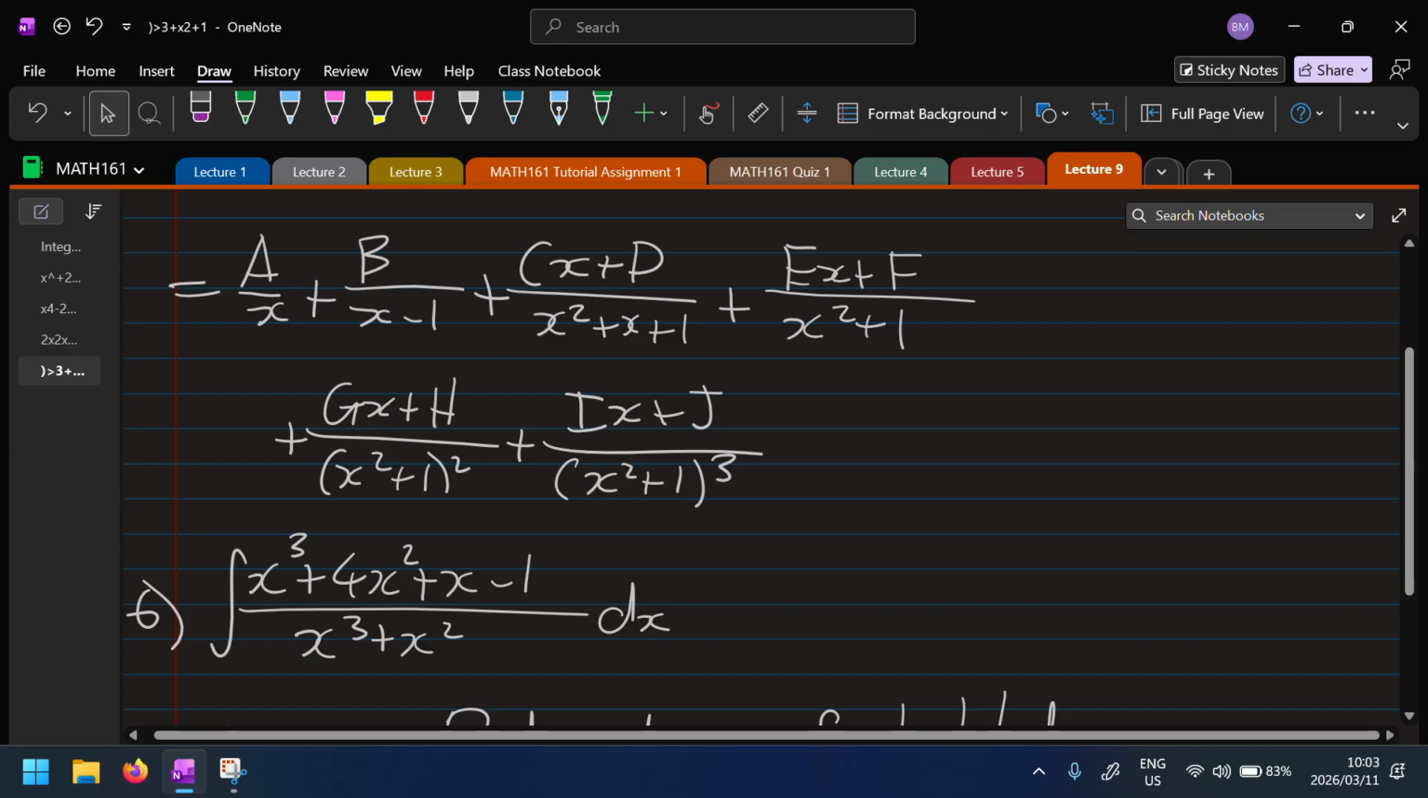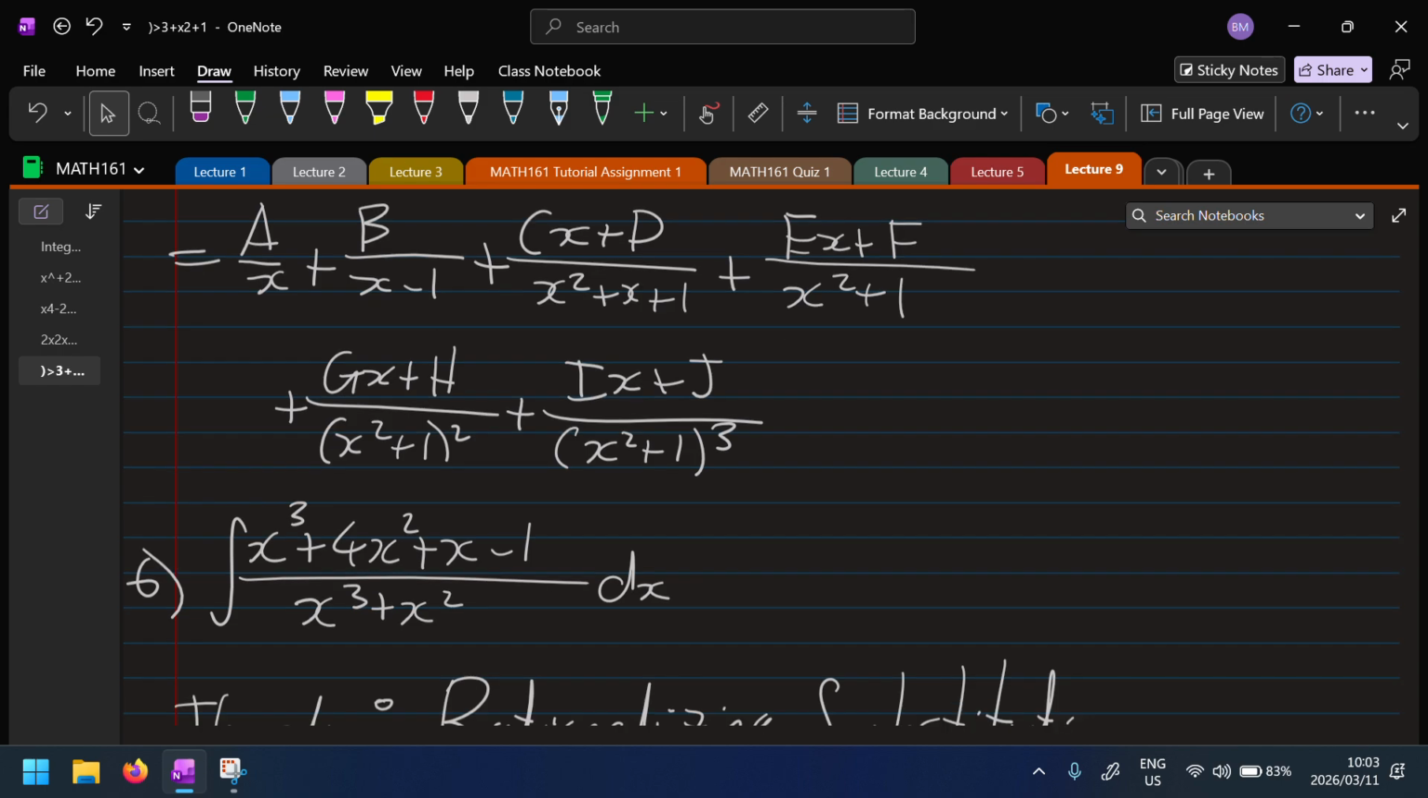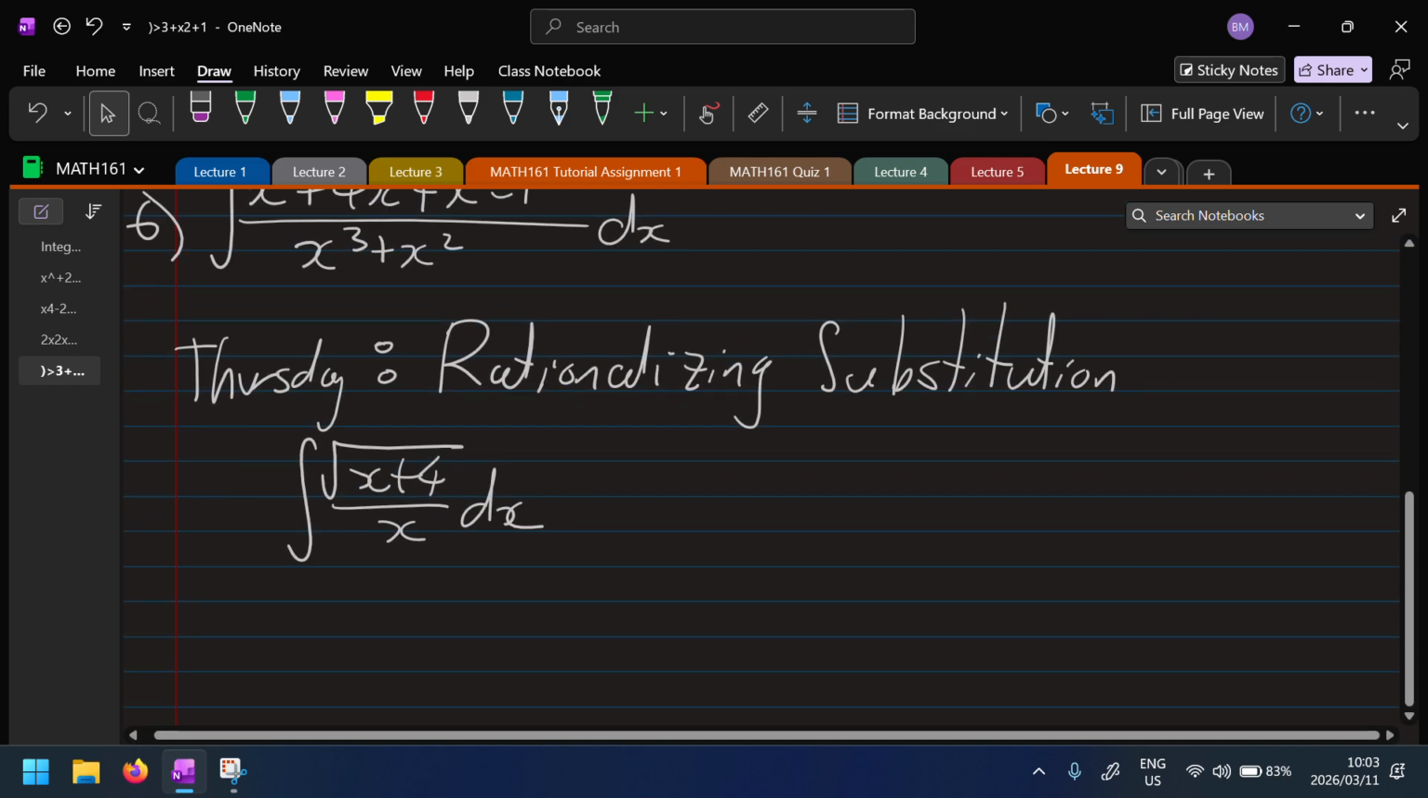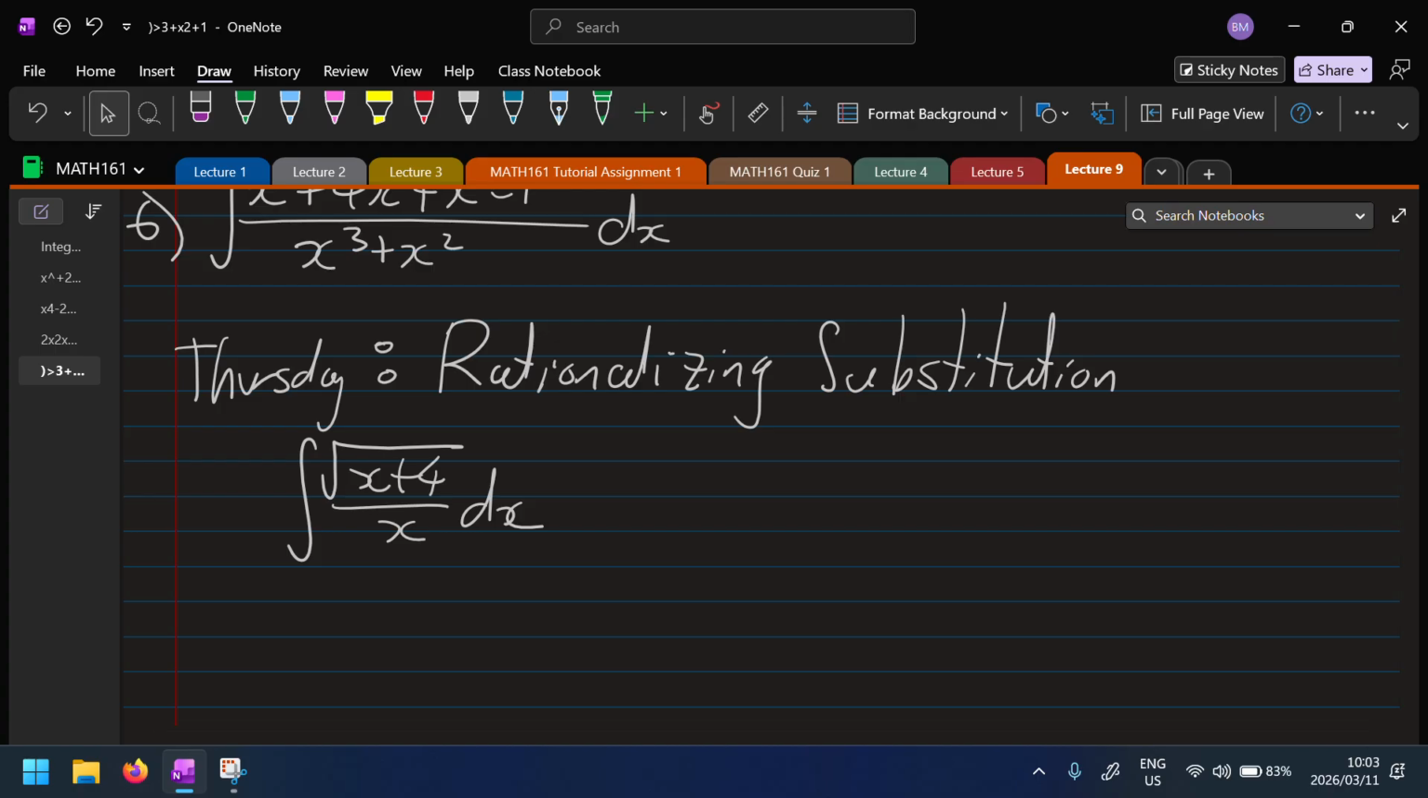Now, as I've said before, there's more than one way of answering these. You can use rationalizing substitution. You can use just the normal u substitution. That will be up to you to pick. Okay. And we'll see examples when you can do it multiple ways. Okay, but please read that for tomorrow.